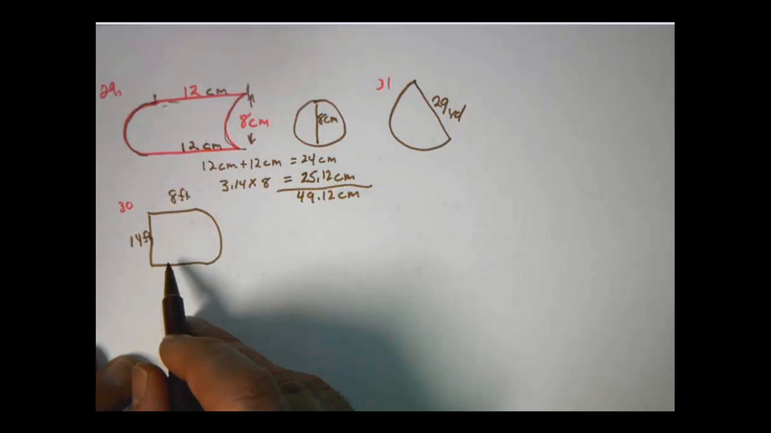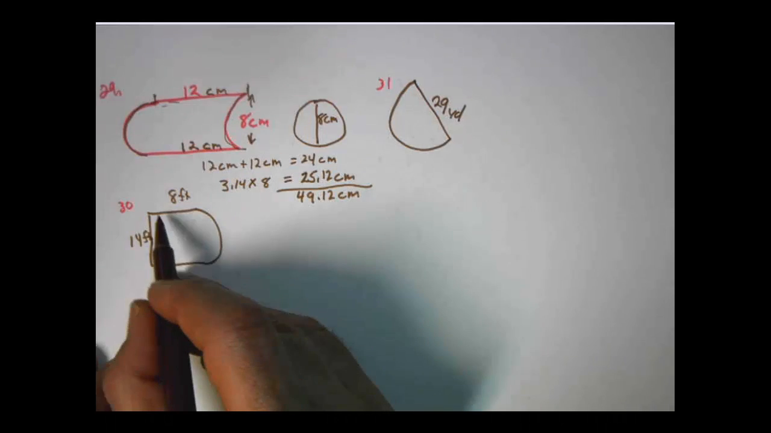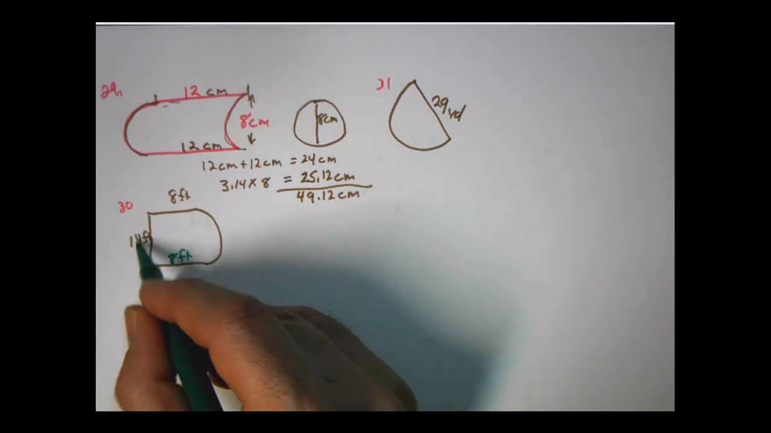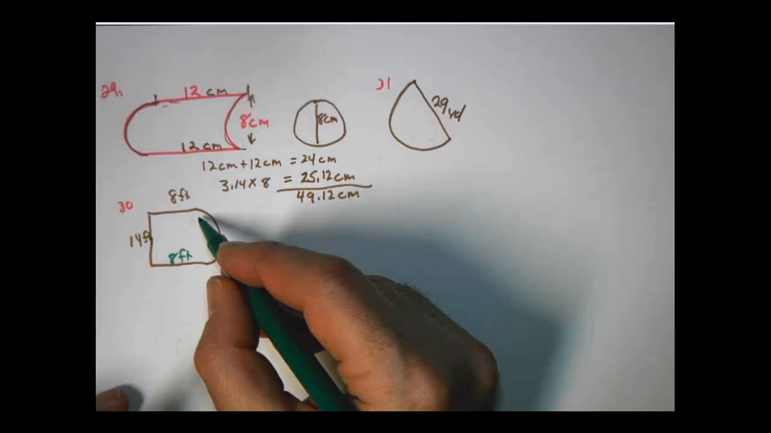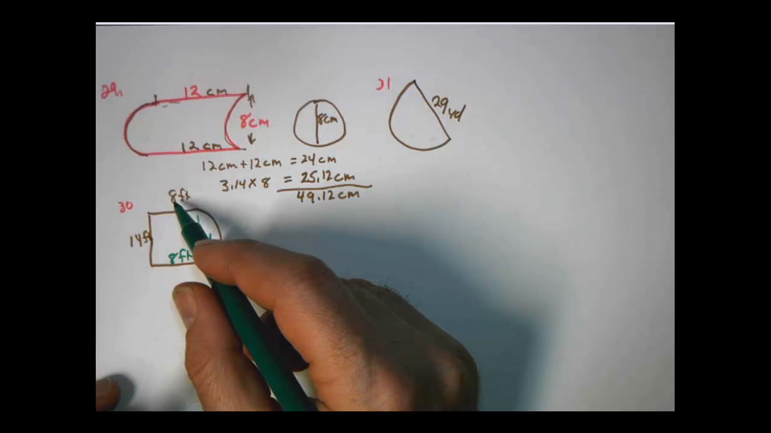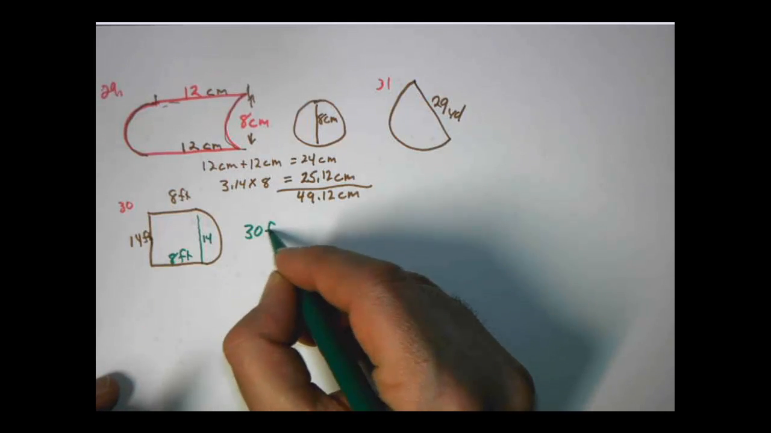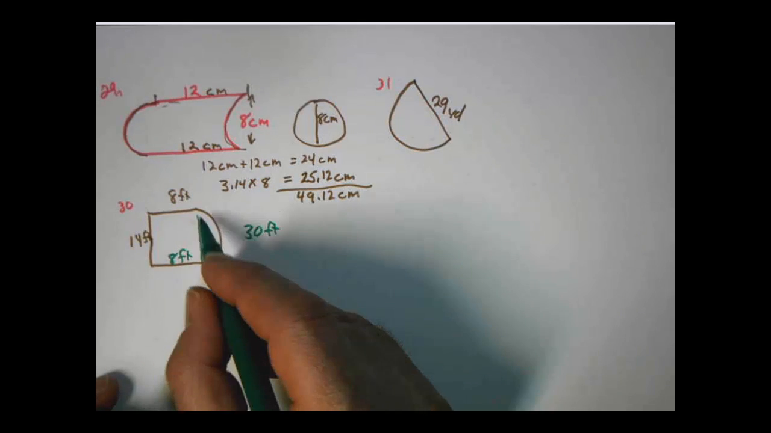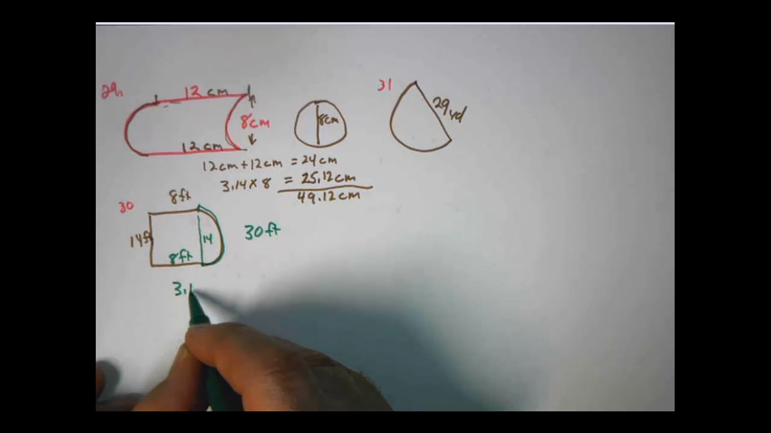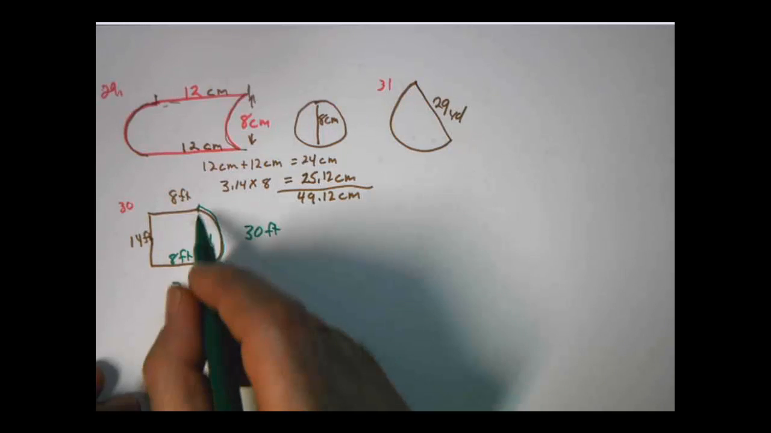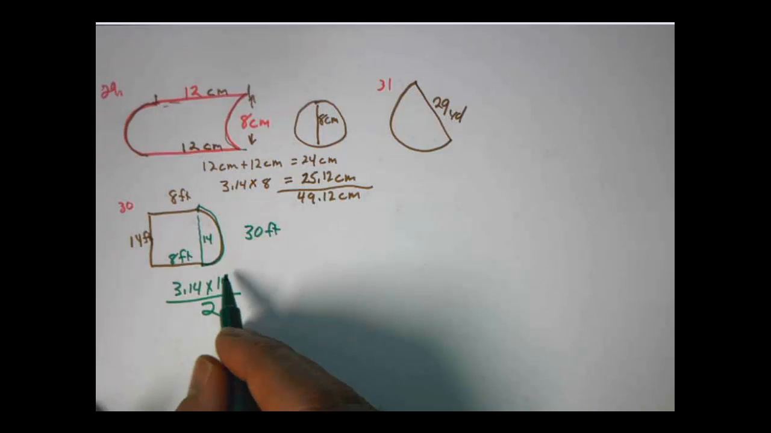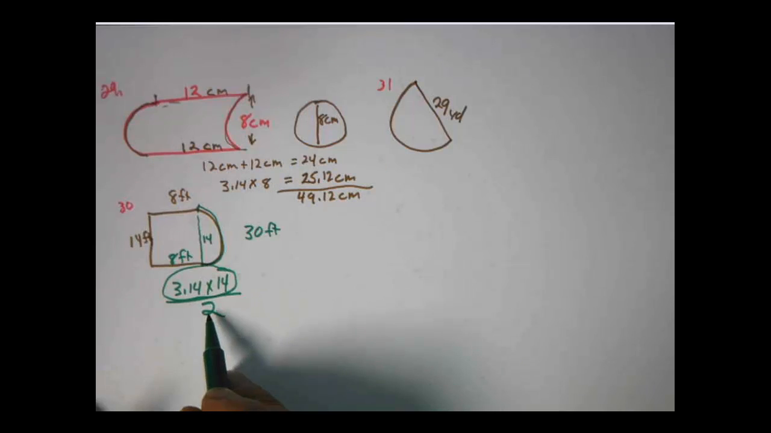Problem number 30 is another interesting shape where we have a straight on the top is 8, therefore the straight on the bottom is going to be 8, and then our side is going to be 14, therefore our diameter is going to be 14. So if we add up our straights, 8 and 8 is 16 plus 14 gives us 30 feet of straight pieces. And then I have a diameter, so if I'm measuring from here to here, I have 3.14 times 14, but I only have half a circle, so I have to divide that by 2, because this is the formula for a whole circle. I only have half the circle.